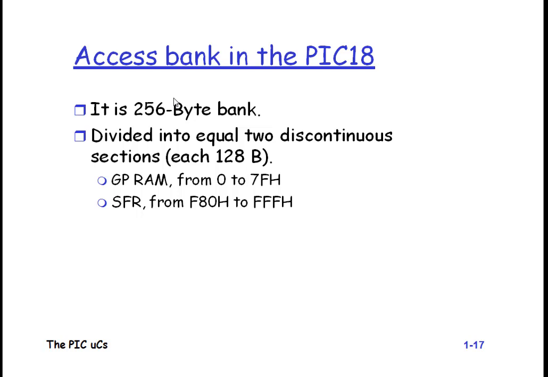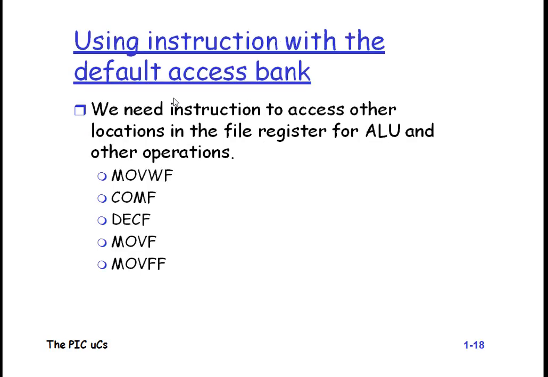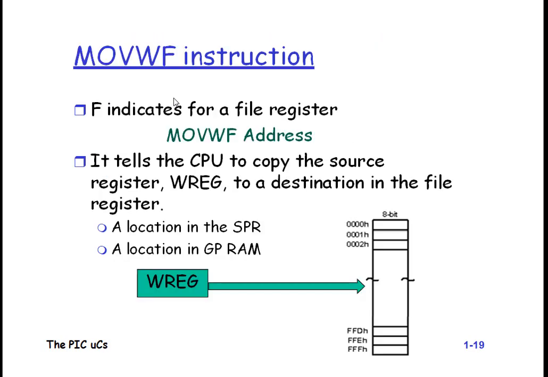So GPR RAM is from 0 to 7F at this location, and the SFR, special function registers, are from this memory location to this location as given in the slides. Using instructions with the default SFR bank, we need instructions to access other locations in the file registers for ALU and other operations. Some examples are given: MOVWF, COMF, DECF, MOVF, and MOVFF.